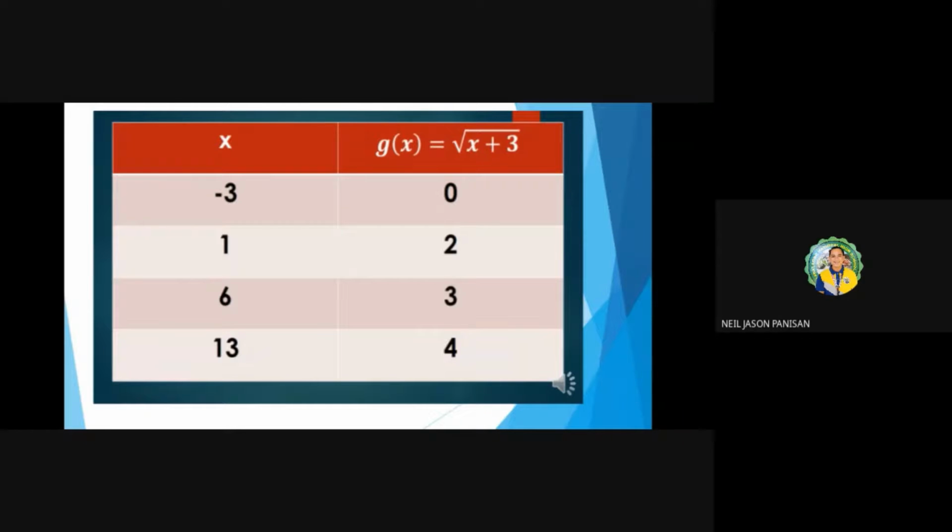So this is now the table of values of x and y. If our x is -3, our y is 0. If our x is 1, then our y is 2. If our x is 6, our y is 3. And if our x is 13, then our y is 4. So these are now the points on the graph. If we have this, we can easily locate these points on the graph.